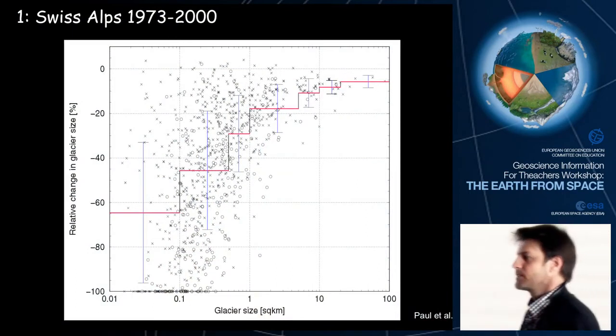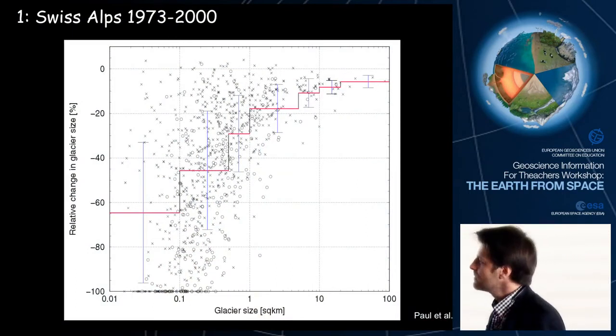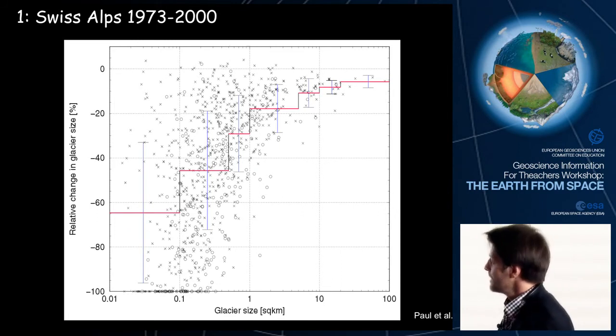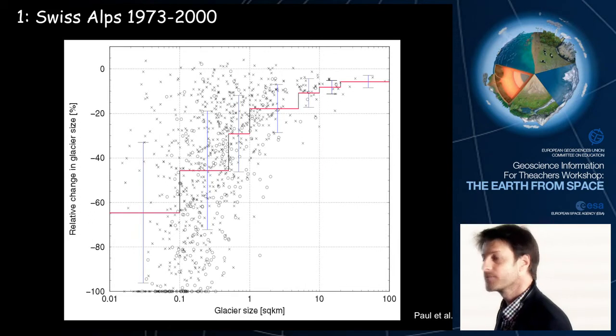Meanwhile, such methods are applied to a number of regions worldwide. One of the first ones was the Swiss Alps, where I kind of grew up scientifically, by the way. So you see on this axis the glacier size. So these are the very small glaciers and the larger glaciers. And this is the loss of glacier area from 0, which would mean no change, up to 100% between 1973 and 2000. You see that a number of glaciers totally disappeared, especially the smaller ones.